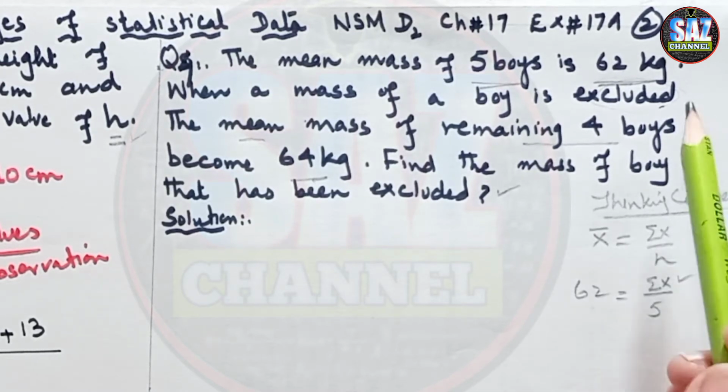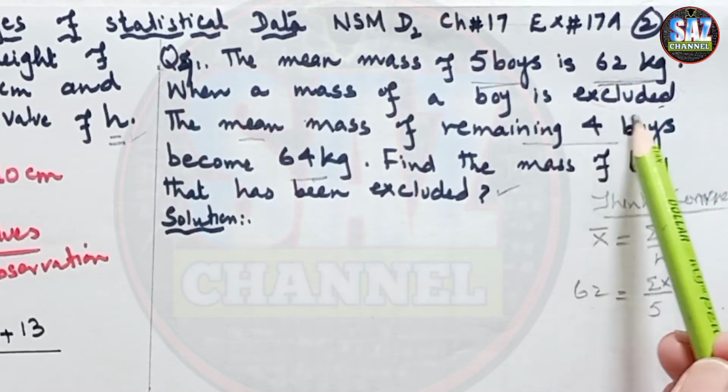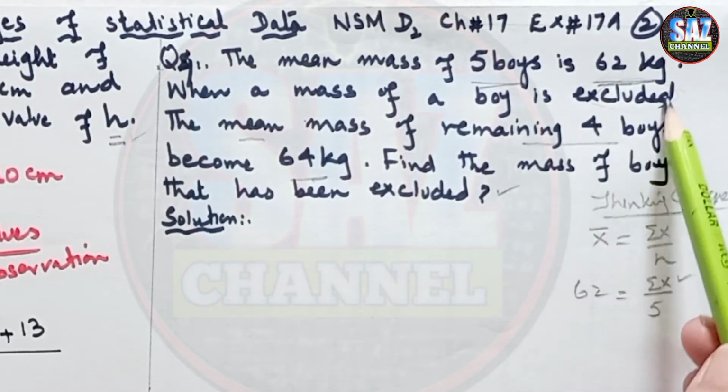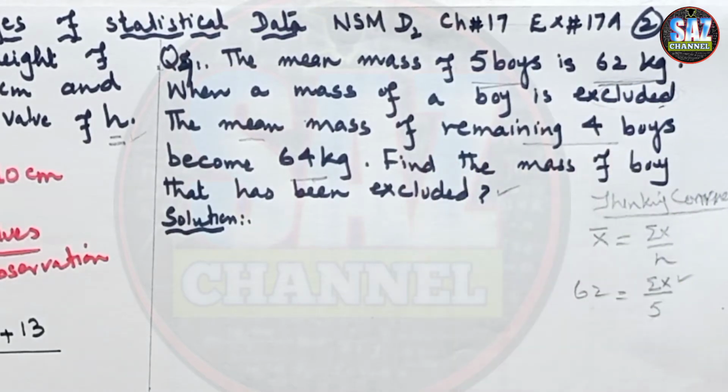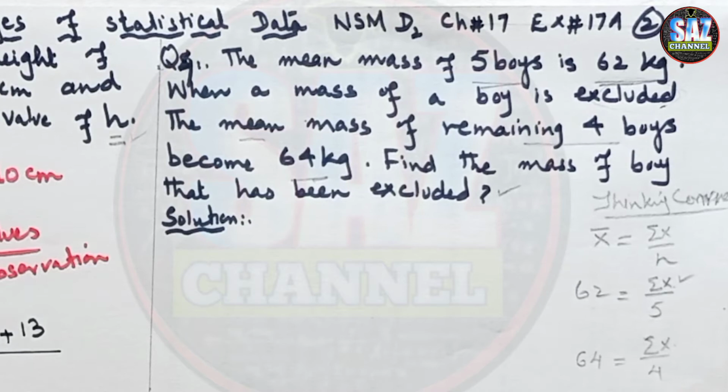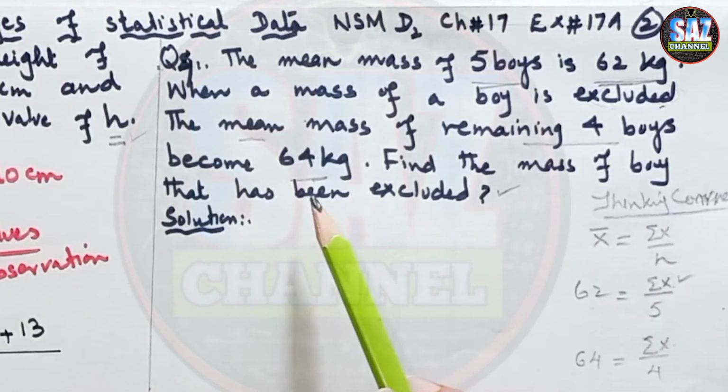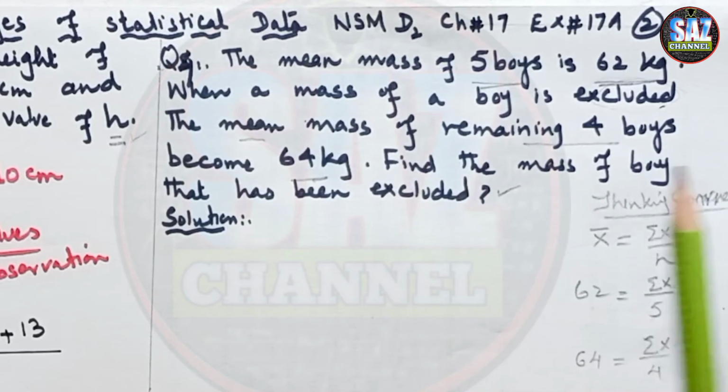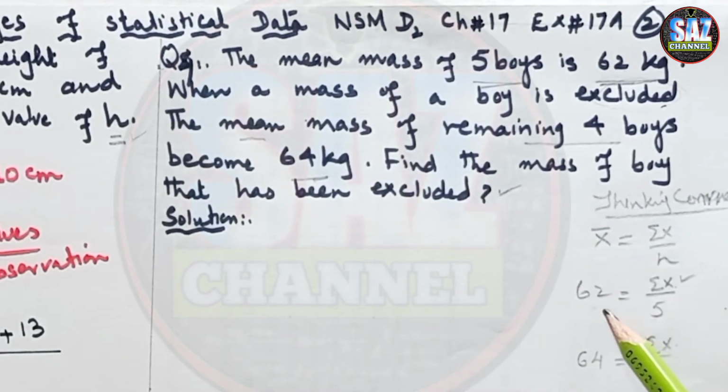And then what is the meaning of the term excluded? It means one boy is discarded. If one boy is left out, then we have 4 boys. Same way, we multiply 64 by 4 and get the total mass of 4 boys. Then we take the difference between the total mass of 5 boys and the total mass of 4 boys to get the mass of the boy that has been excluded. I hope, students, you are clear about this question, and let's move to the solution.